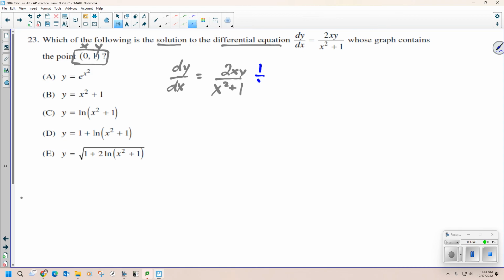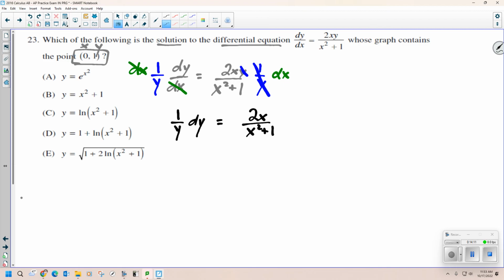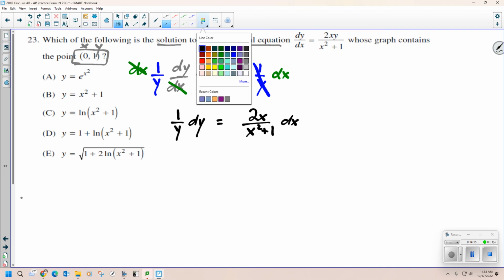Let's multiply this side by 1 over y. This goes bye-bye with this. 1 over y. What I do to one side, I have to do to the other side. Let's multiply the left side by dx. Bye-bye, bye-bye. And I multiply this side by dx. So what I have now is 1 over y dy equals 2x over x squared plus 1 dx. I can now integrate both these bad boys.